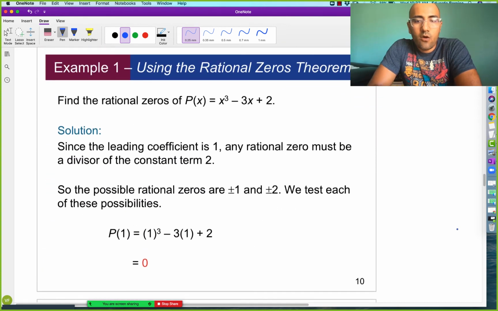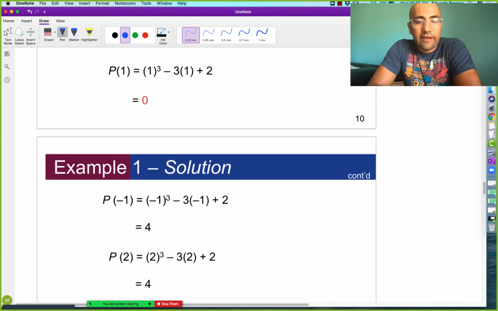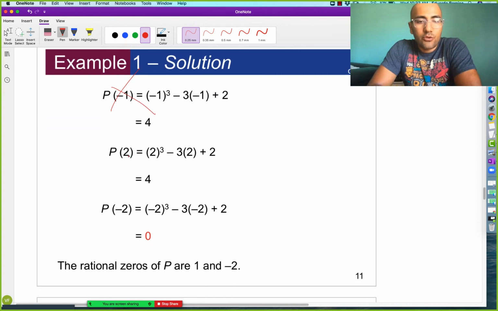Okay, so now once we have the plus or minus 1, the plus or minus 2, all we have to do is test those values, right? So 1 was on the list, so we try 1. 1 cubed minus 3 times 1 plus 2, that's a 0. We try negative 1. Negative 1 to the power of 3, okay, so that doesn't give me a 0. So this fails to be a 0. Right? Just because it's on the list doesn't mean it's an actual 0. So we have to test them. We keep going. Try a 2. 2's on the list. Nope, that doesn't work either. So that one is not a 0. We can eliminate that one. And then negative 2, we put in there. Oh yeah, we found it. So we found that the rational zeros are 1 and negative 2.